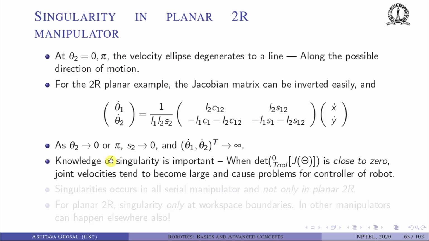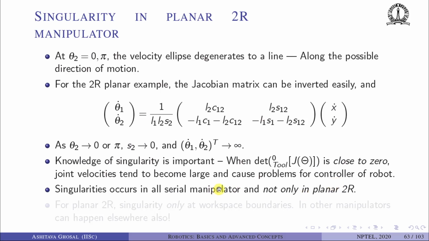So this knowledge of singularity is very important. Even when the determinant of the Jacobian is close to 0, the joint velocities tend to become very large for a desired x dot, y dot. And this can cause problems for the controller of the robot. The controller or the motors may not be able to supply the joint rates required.